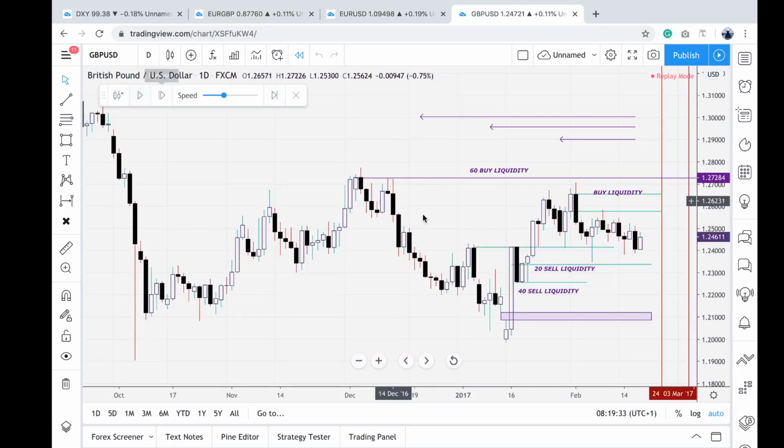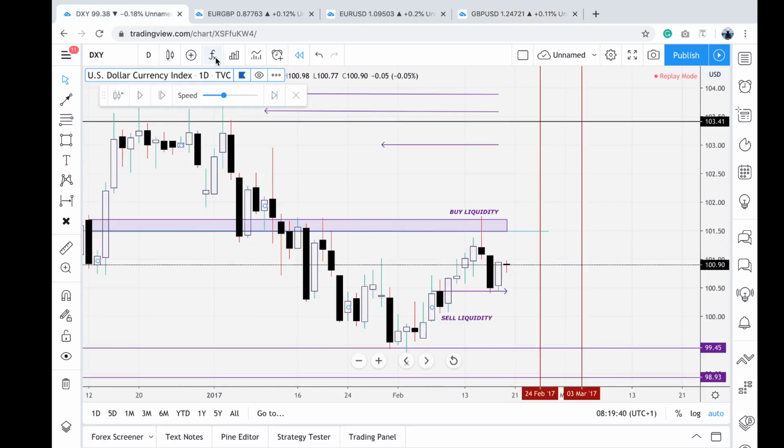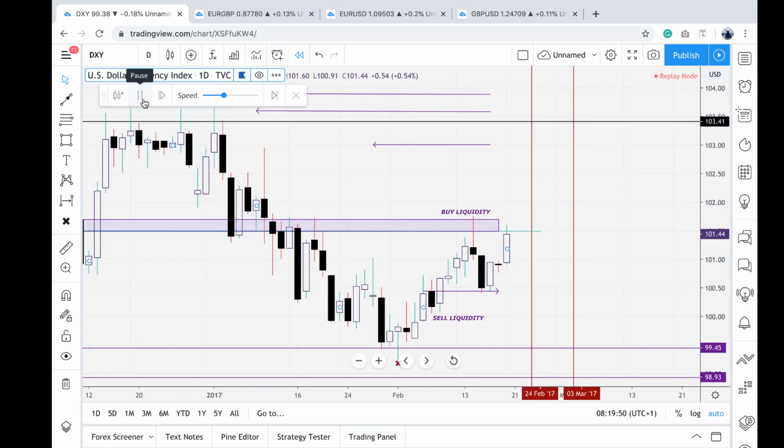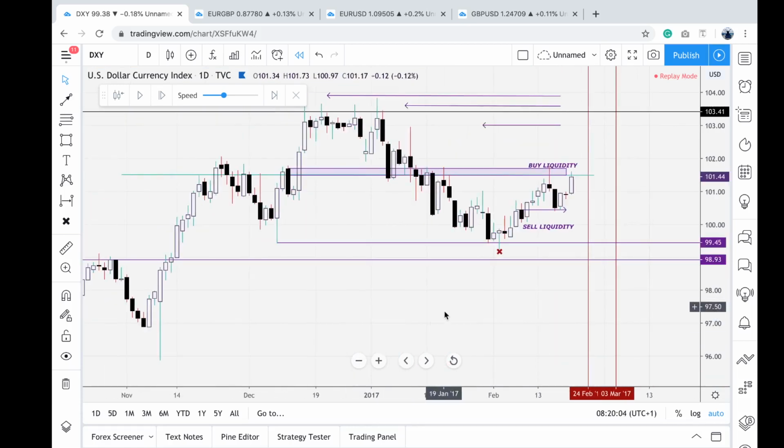British pound dollar, still we are in a very tight range, so no real price movement. And DXY, let's see what DXY wants to do going into Tuesday, as Monday's price action was not really decisive enough. All right, so we've traded into buy liquidity once more. Seems like we want to keep going higher on DXY.